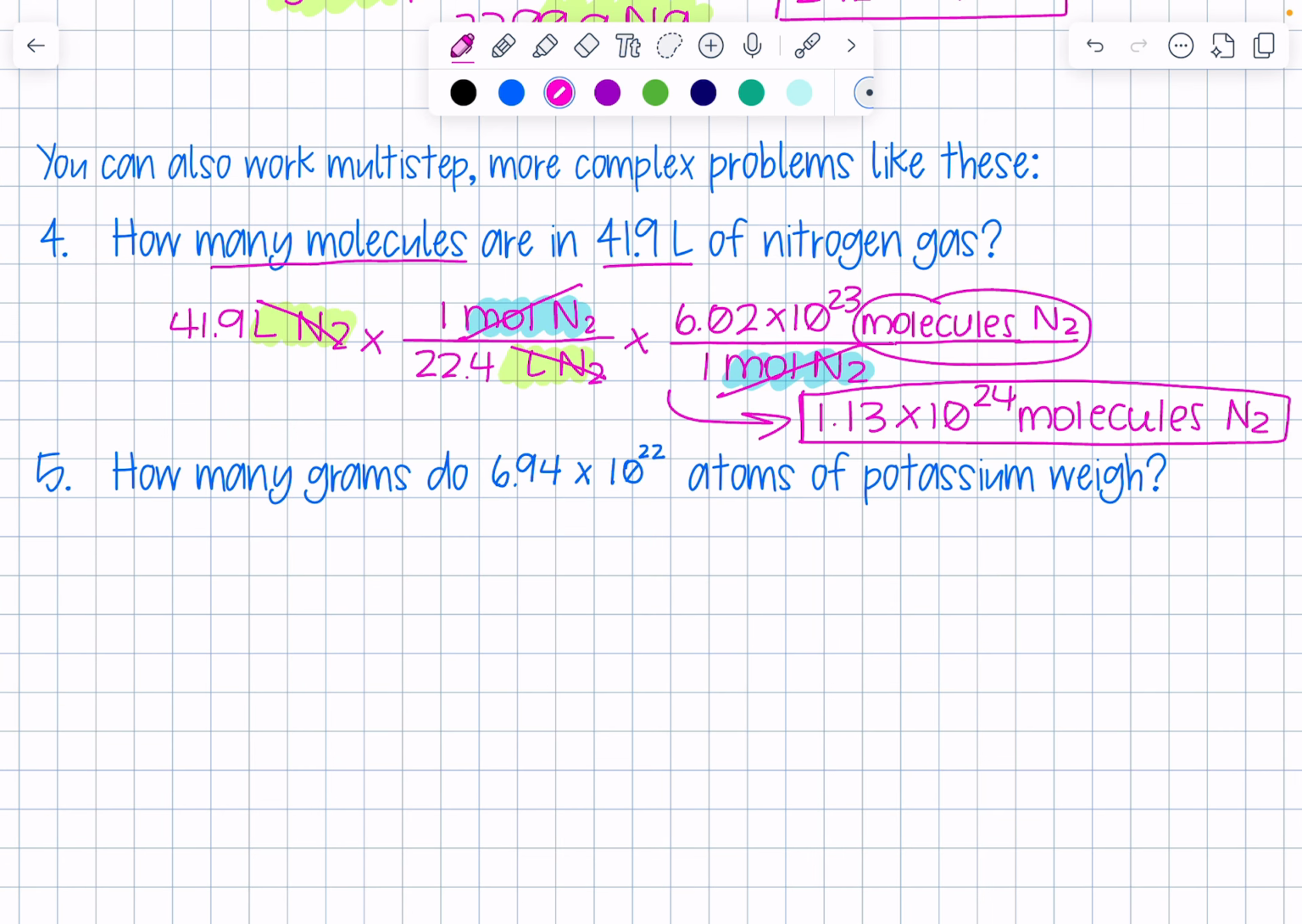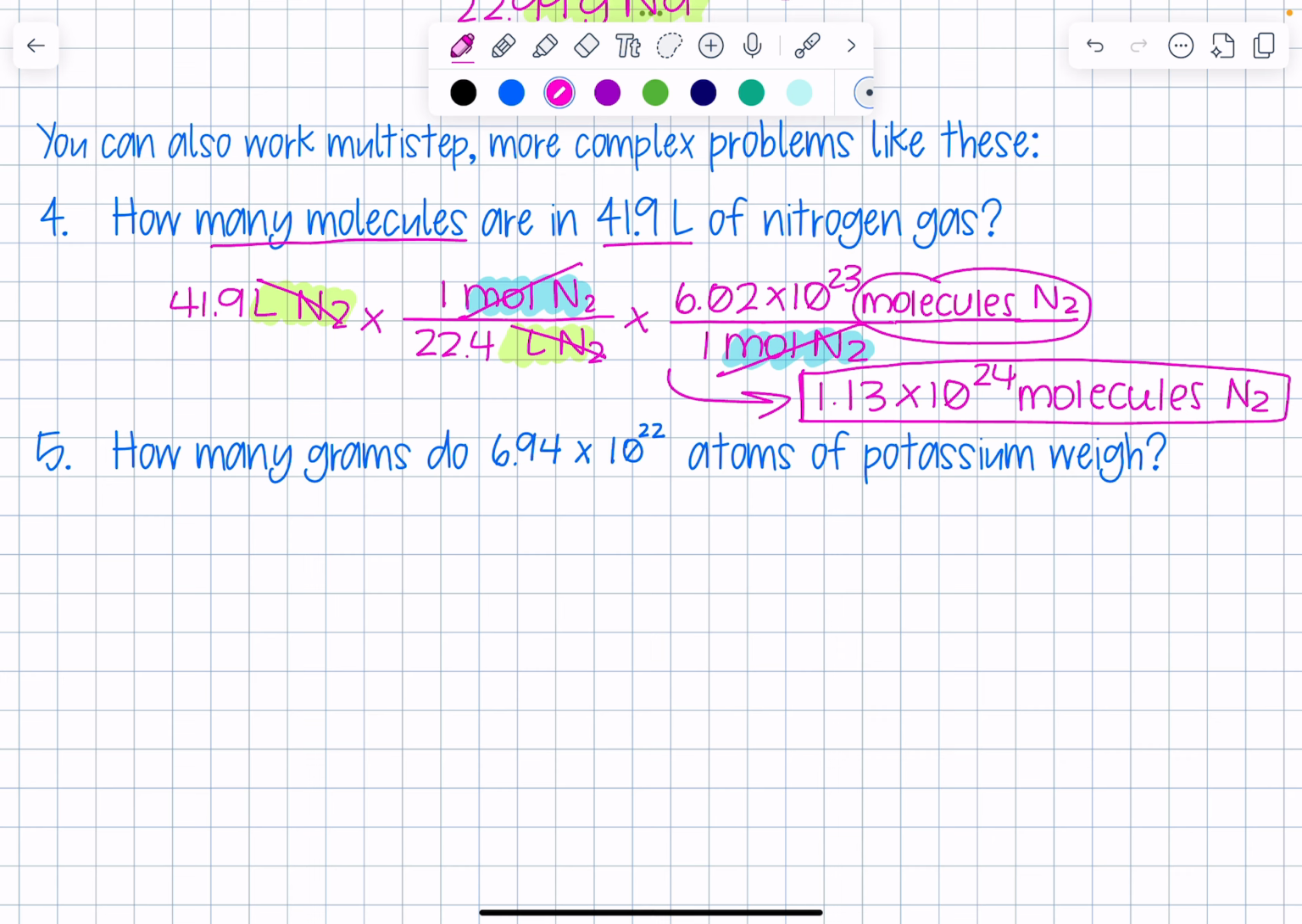And one more final question. How many grams do 6.94 times 10 to the 22nd atoms of potassium weigh? Again, I'm not going to have a conversion factor up there that goes directly from one to the other, but I can go through moles. Moles are the common area. If you can get to the common area, you can go wherever you want to go, right? So, write down what I'm given. That's atoms of potassium.